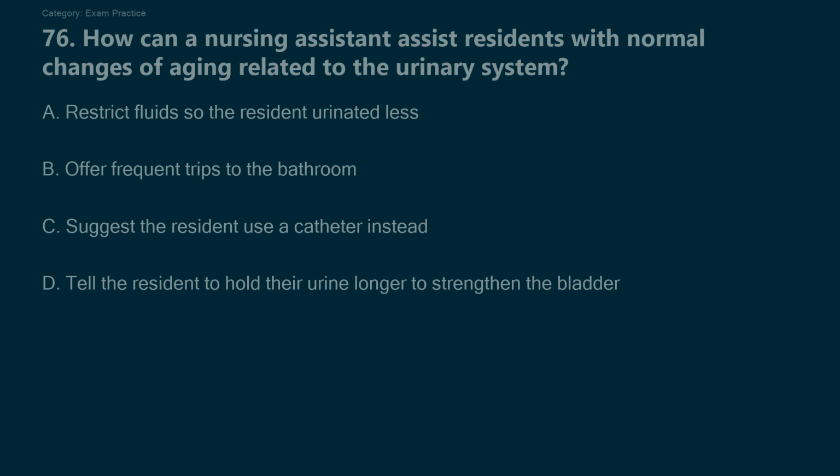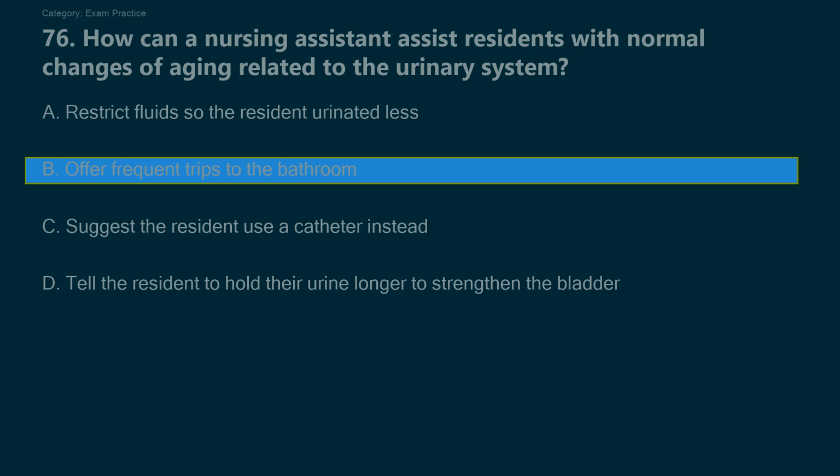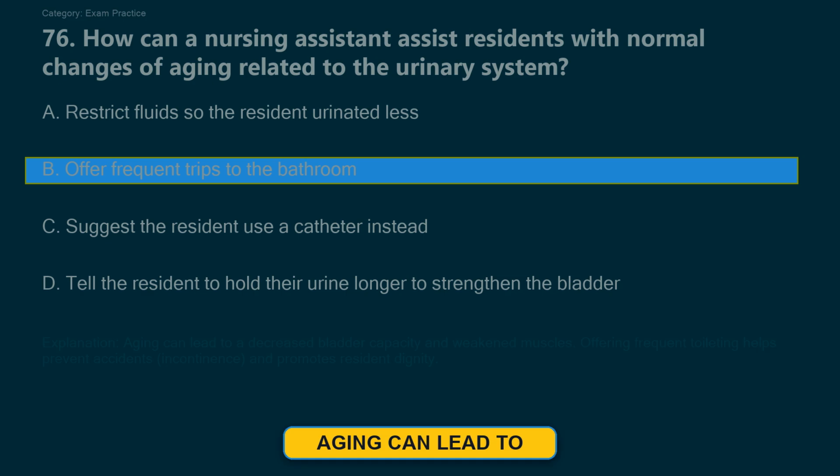Question 76. How can a nursing assistant assist residents with normal changes of aging related to the urinary system? Option A, restrict fluids so the resident urinates less. Option B, offer frequent trips to the bathroom. Option C, suggest the resident use a catheter instead. Option D, tell the resident to hold their urine longer to strengthen the bladder. The correct answer is option B, offer frequent trips to the bathroom.